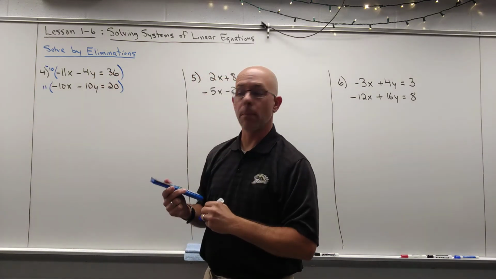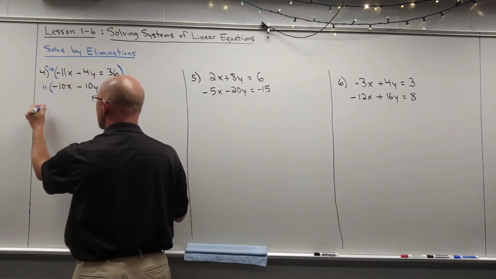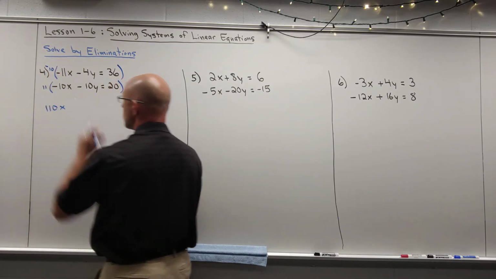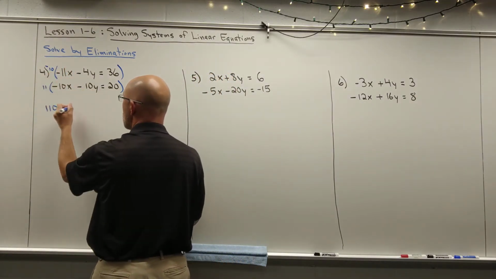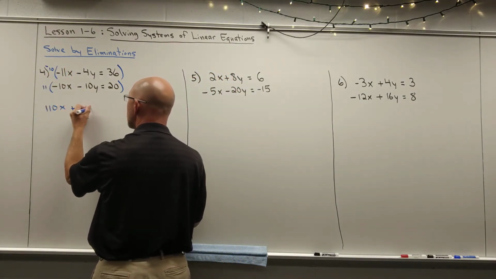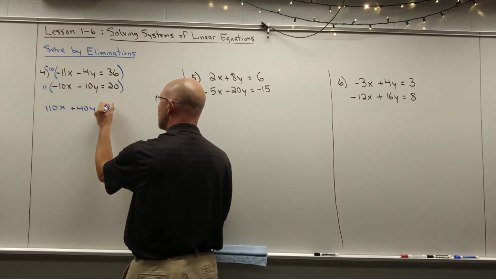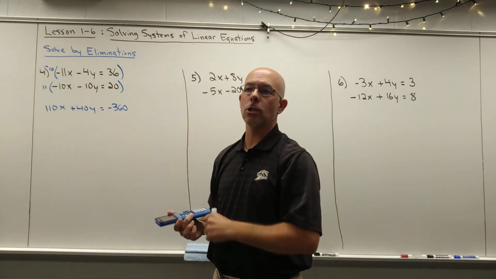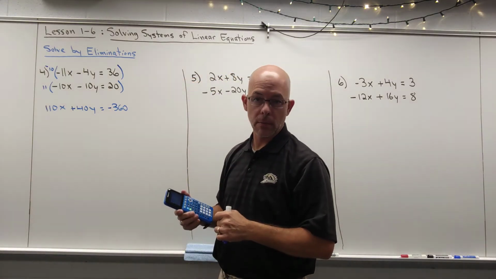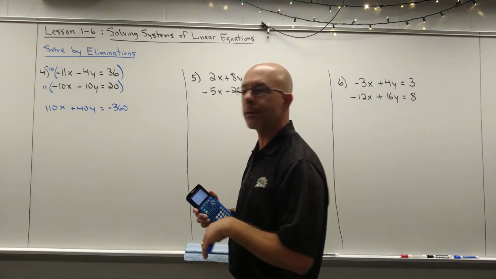So here we go, people. Negative 10 times negative 11 is 110x positive. Negative 10 times minus 4 is positive 40. And negative 10 times 36 is negative 360. We have to be very careful in our multiplication and very careful in our sign. Hopefully, as I say that, I don't make a dumb mistake in front of you all. It's happened.